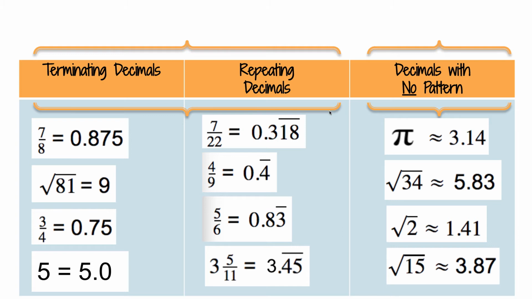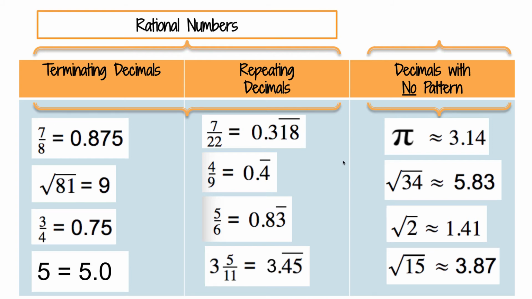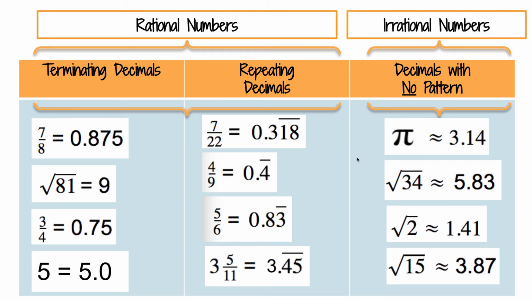Now, do you see my fancy brackets? Terminating decimals and repeating decimals, the values that give us those, they have a special name. They're called rational numbers. You've heard that term before, haven't you? Numbers that don't have a pattern to their decimals or to the decimal form of them, we call irrational numbers. Let's break that down a little bit more.